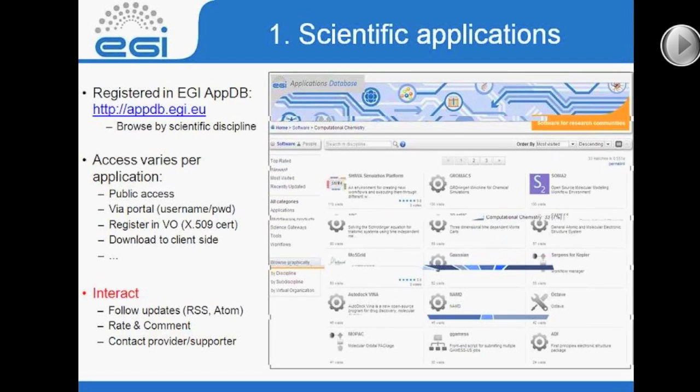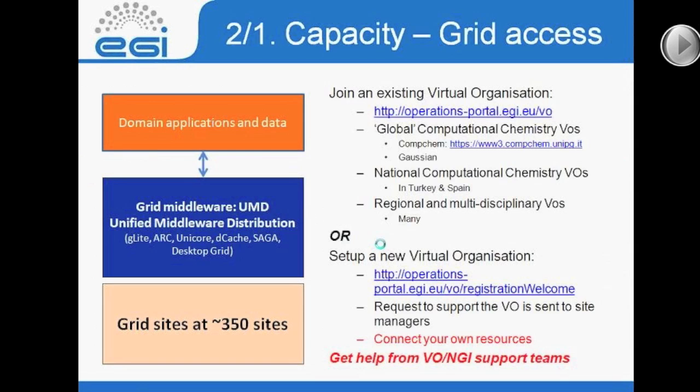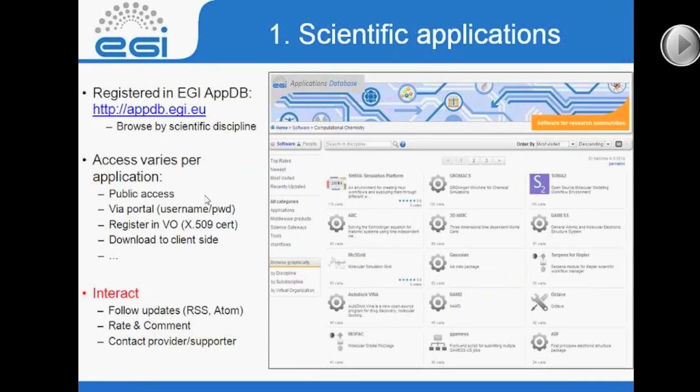And if you click on that slice of the pie, then you will get a listing of those 33 items that are already registered in the EGI application database. And if you click any of the items, then you will get a detailed profile about that particular software entry, which will be a short description of what that software is for, how to access it, whether it's a portal-based access or whether it needs download to the client side, whether it needs registration in a particular virtual organization in order to use it, and so on and so forth.